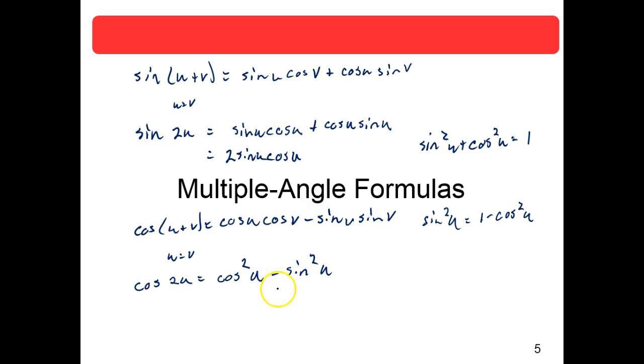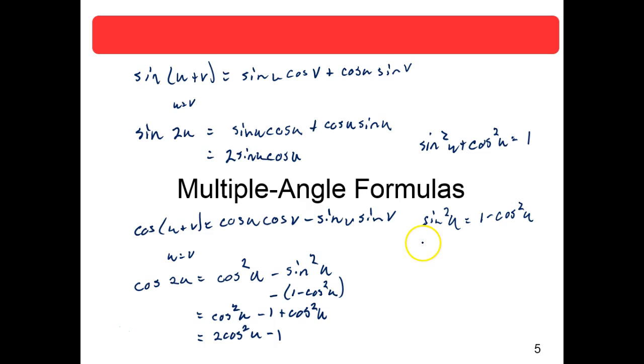Okay, so let's plug that in here. Minus a 1 minus cosine squared u. So this is cosine squared u minus 1. Minus a minus is plus cosine squared u. And guess what that gives us? Combine like terms: 2 cosine squared u minus 1. Hang on to that thought too. We're going to come back and use it.